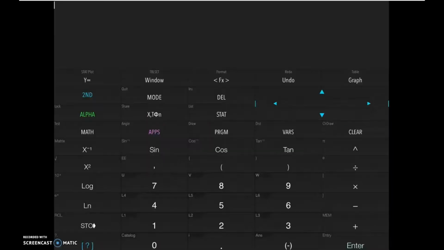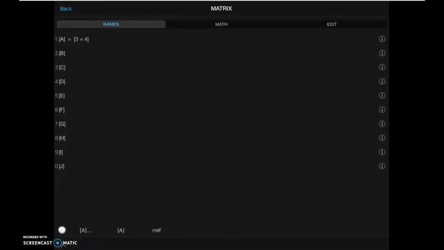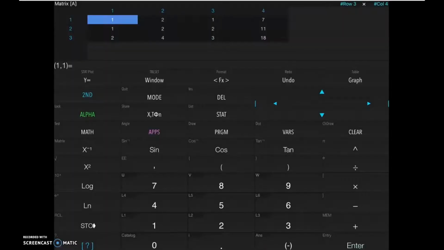So the very first thing I'm going to do is go to the matrix menu and enter my matrix. I hit second matrix, and then I can either have a name, math, or edit. I'm going to edit matrix A, and the first thing I'm going to do is tell it the size of matrix A, and it is a 3x4 matrix. It looks like 3x4 is already there, and I've got another matrix. Wait a minute, this is actually the matrix that I want to put in. Okay, but if it weren't in there, let's say that we were starting with nothing.